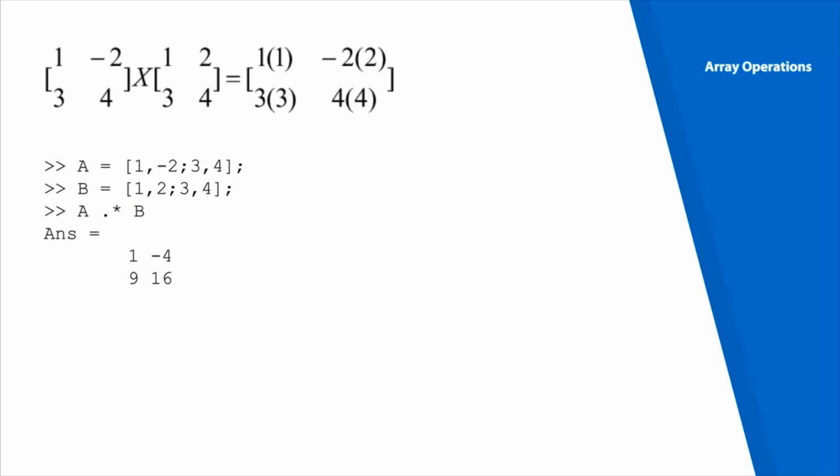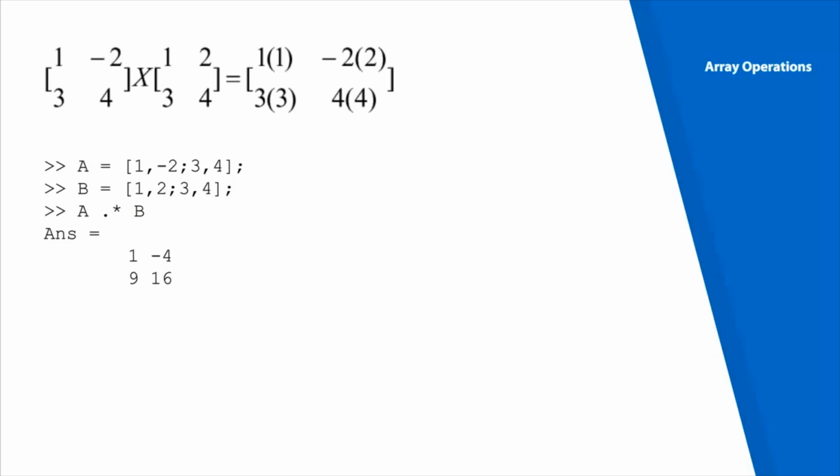When talking about multiplication, especially array multiplication in MATLAB, there are two forms. One is the linear algebraic form and the other is element by element multiplication, that is shown here. In this element by element form, each element of the array is multiplied by the corresponding element in the other array. Here 1 is multiplied by 1, 2 is multiplied by minus 2, 3 is multiplied by 3, and 4 is multiplied by 4. Multiplication happens in this form.